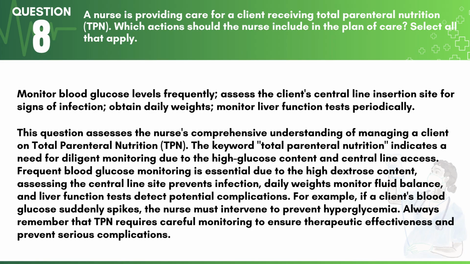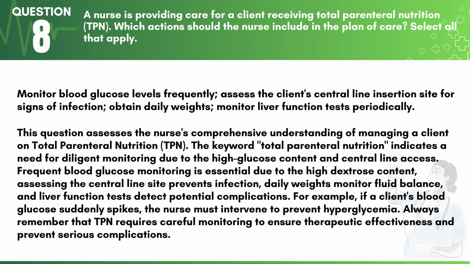Answer. Monitor blood glucose levels frequently, assess the client's central line insertion site for signs of infection, obtain daily weights, monitor liver function tests periodically. This question assesses the nurse's comprehensive understanding of managing a client on total parenteral nutrition, TPN. The keyword total parenteral nutrition indicates a need for diligent monitoring due to the high glucose content and central line access. Frequent blood glucose monitoring is essential due to the high dextrose content.